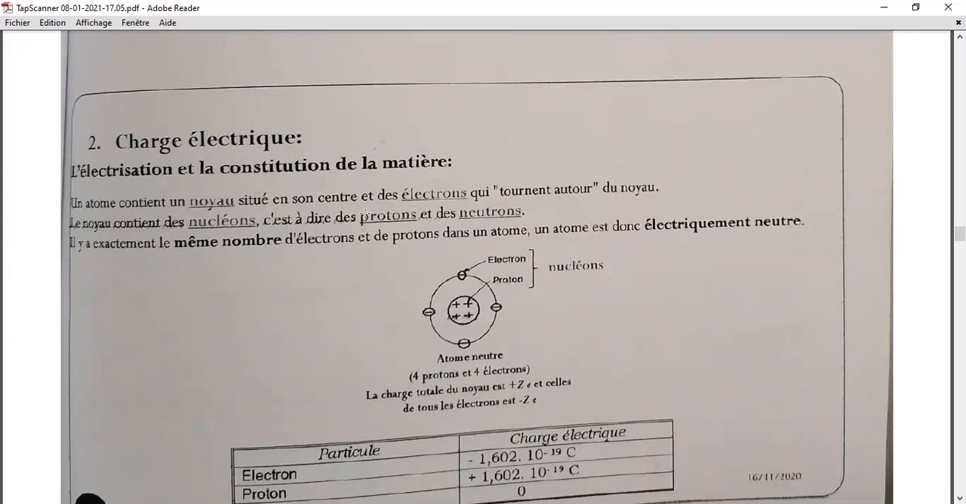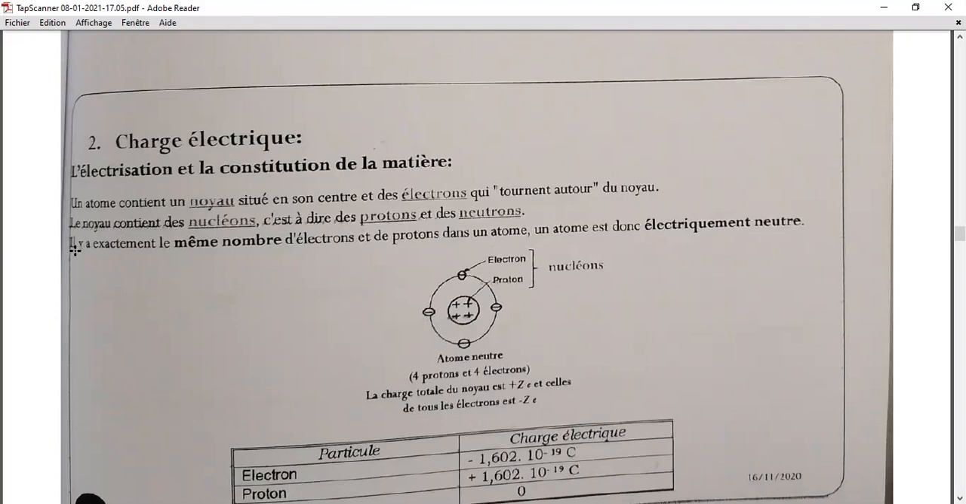Here we know that the material is made up of an atom. That's why it says here, this is an atom containing a nucleus situated at its center and electrons which turn around the nucleus. So an atom is made up of a nucleus situated at its center and electrons which turn around the nucleus. Then it continues, saying the nucleus contains nucleons. When we talk about the nucleons, we talk about the protons and the neutrons.